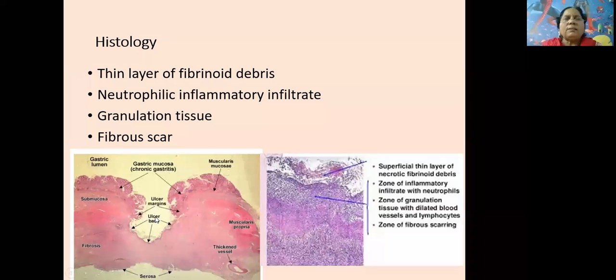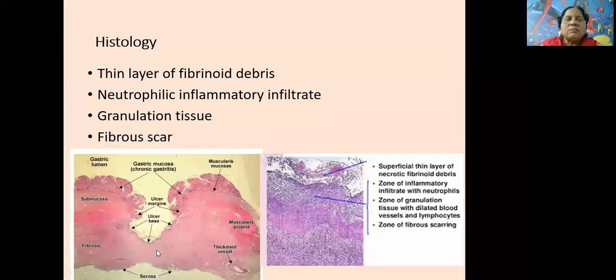So what is the histologic finding? This you have to remember. There, this is the ulcer. See here, this is the ulcer in the gastric mucosa. This is the ulcer margin, going like this. And this is the lumen. This is the gastric mucosa. Here there is some inflammation, chronic gastritis, and this is the ulcer margin. This is the ulcer base.